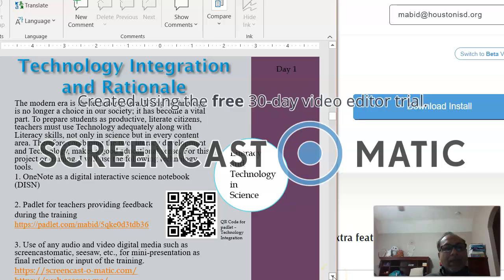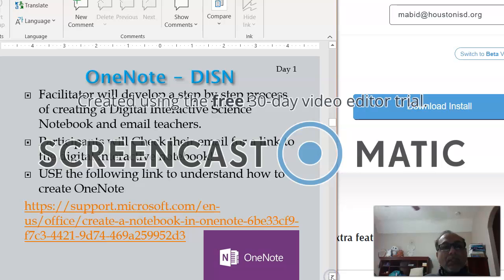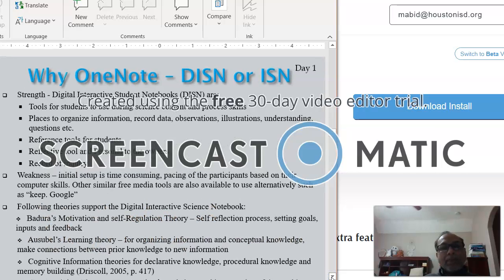So for this training, I'm using OneNote as a digital interactive science notebook, and I'm using Padlet for periodic feedback that I'm going to receive from the teachers. Why am I using Padlet? The reason is that Padlet gives a place where the teachers can provide feedback, and I can look at the feedback as a whole and see if there is any misconception. In the same way, the teachers can use it in the training.